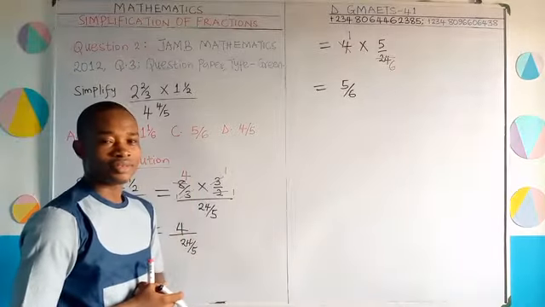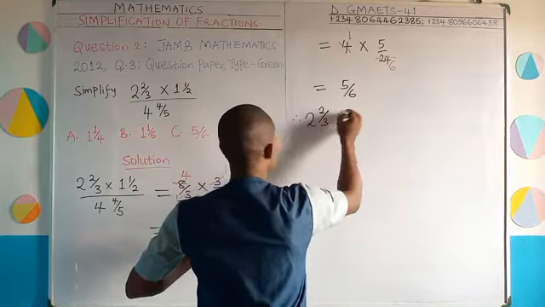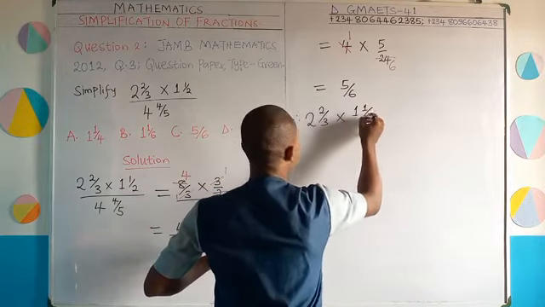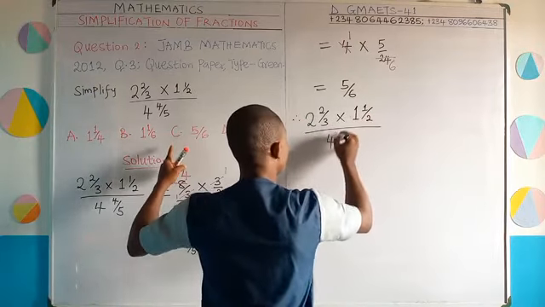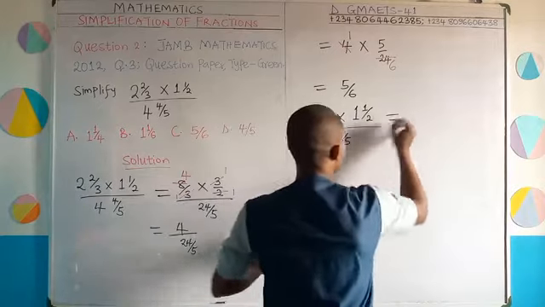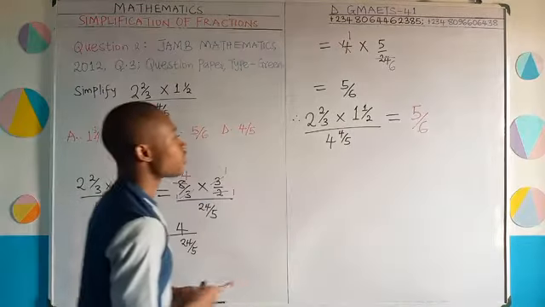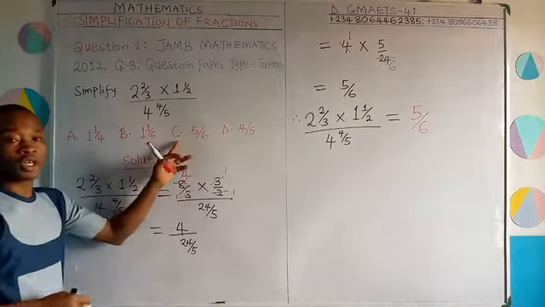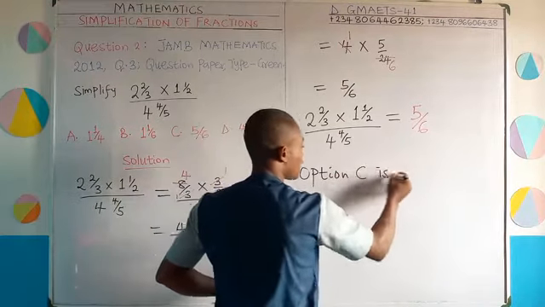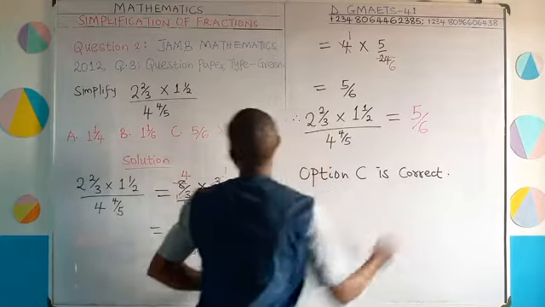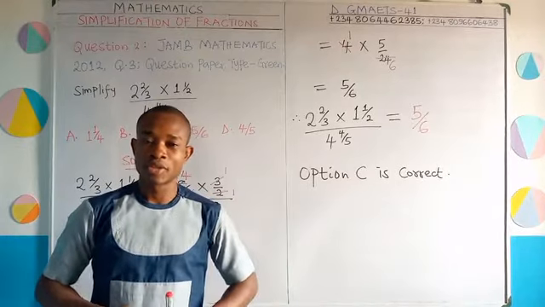And this is a proper fraction. Nothing can reduce there again. Therefore, the question given to us, 2 whole number 2 over 3 times 1 whole number 1 over 2, all over 4 whole number 4 over 5, the result is equal to 5 over 6. And that leaves us with the correct option to be what? Option C. Option C is correct. So I can go and tick. That's the solution to this.